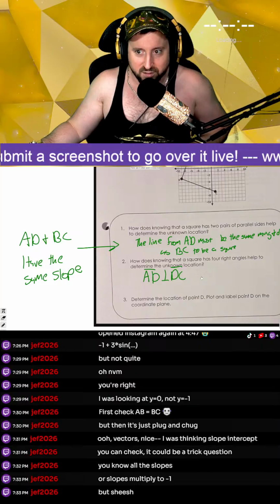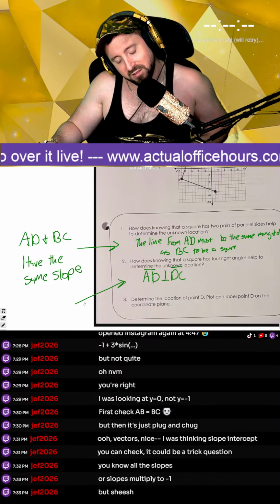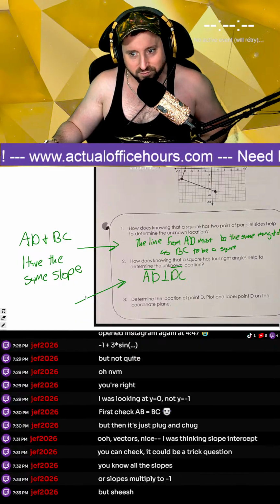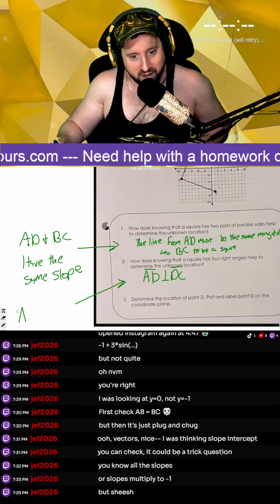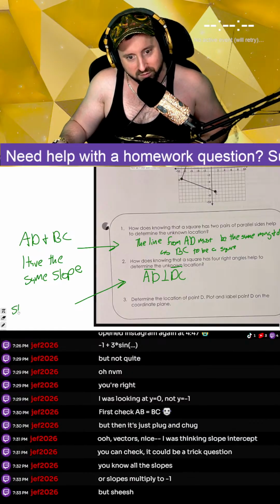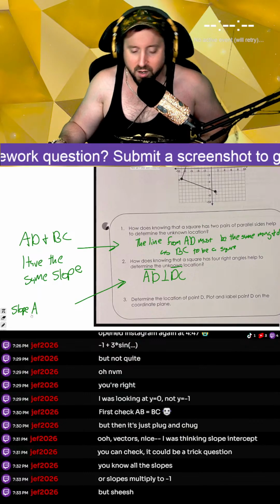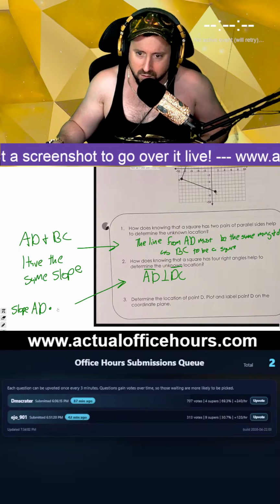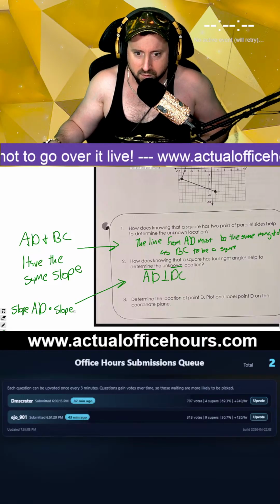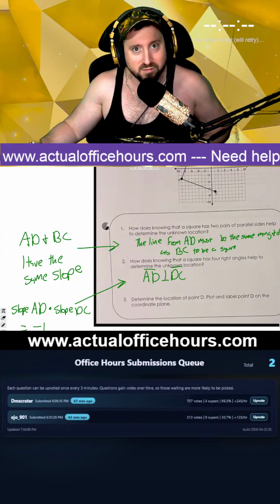I guess you could just look at B to A and look at how much it goes up and how much it goes to the side and do the same thing. And then this is AD, slope of AD times slope of DC is equal to 1. Wait, is it equal to 1 though, Jeff? It's equal to -1, I think. Yeah, -1. My name is Jeff.